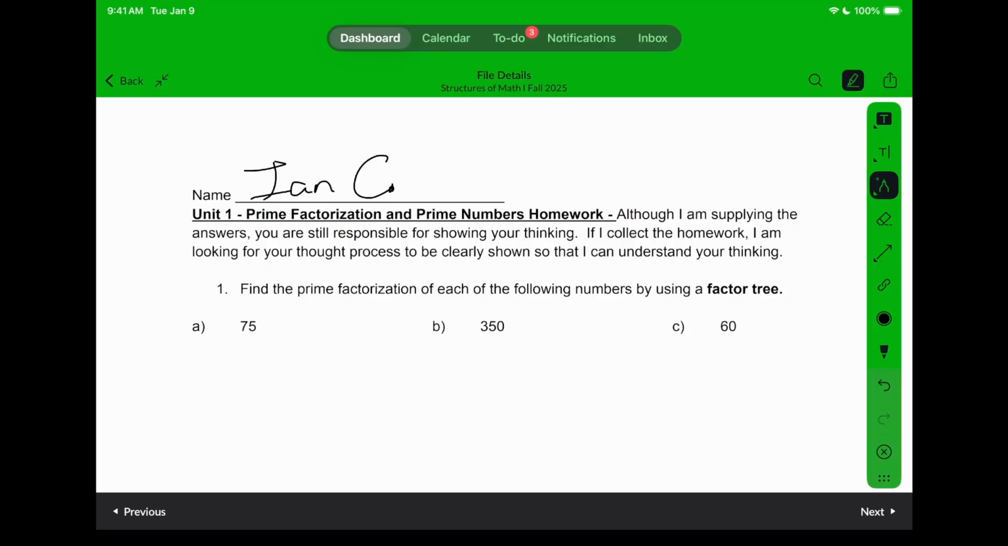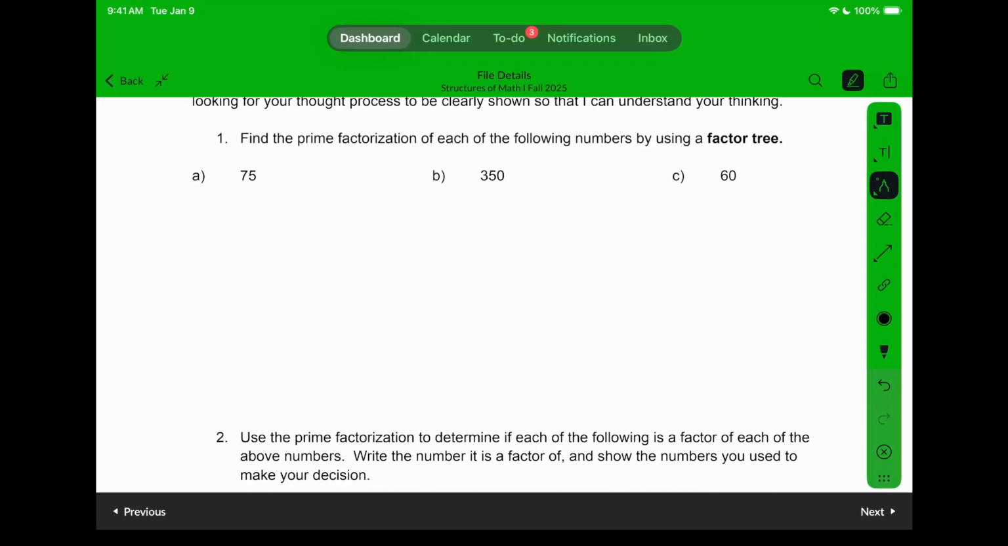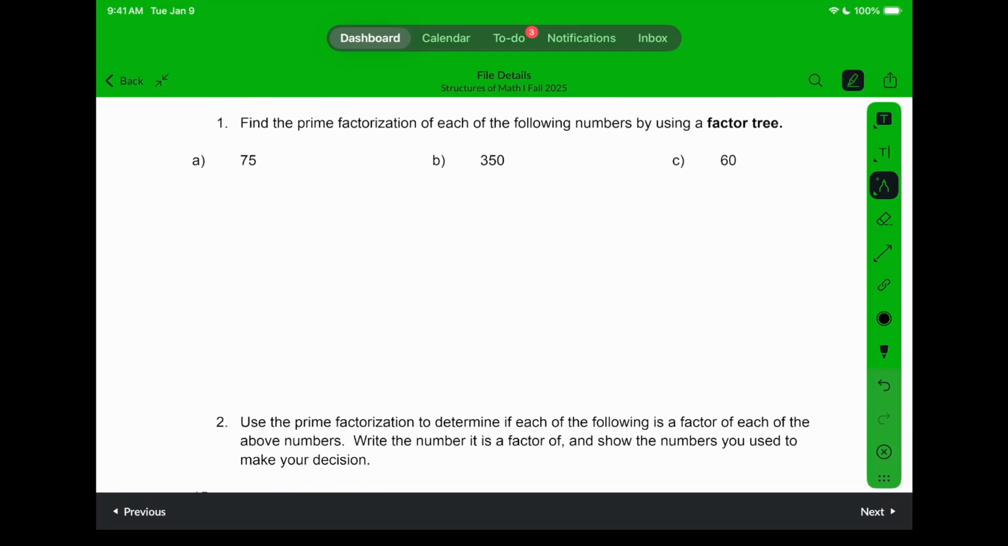I love doing the trees, like the factor trees, which is what we're going to be doing for these first three problems. Find the prime factorization of each of the following numbers by using a factor tree. So we're going to start with 75. And remember the way factor trees work is you try to get a number down to its prime factors.